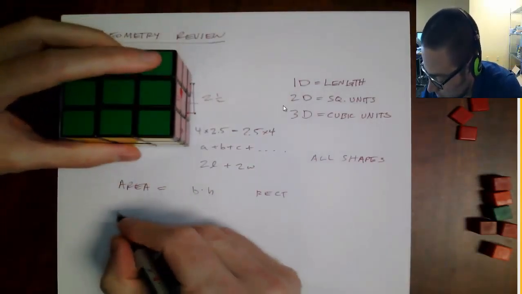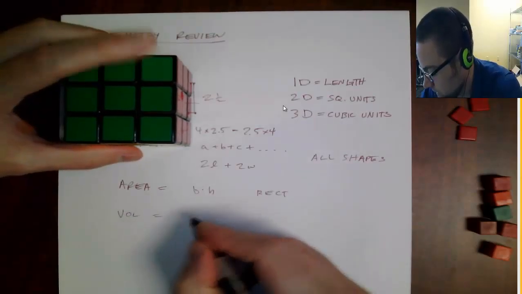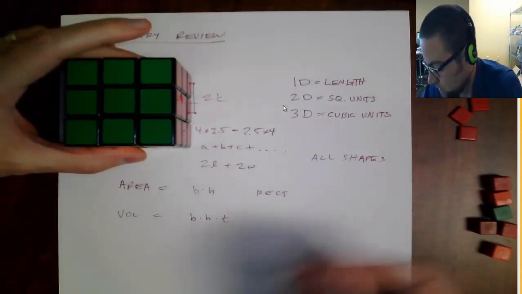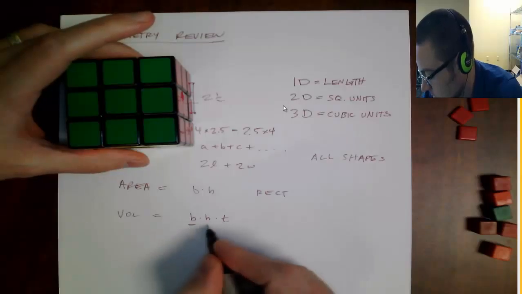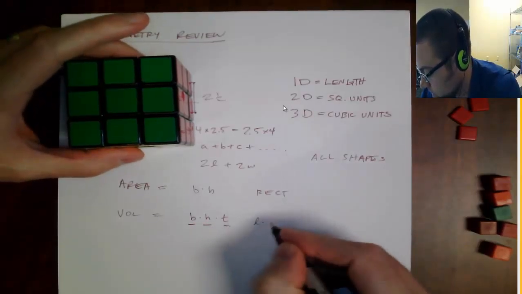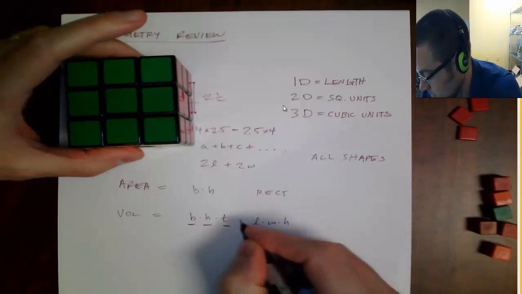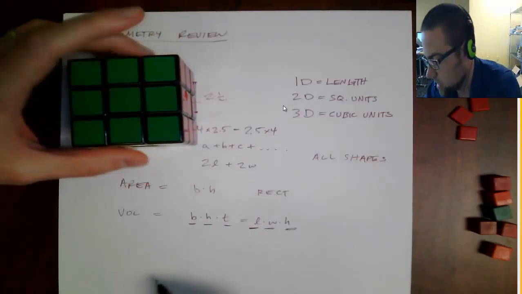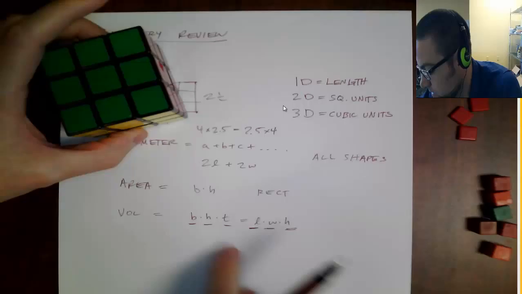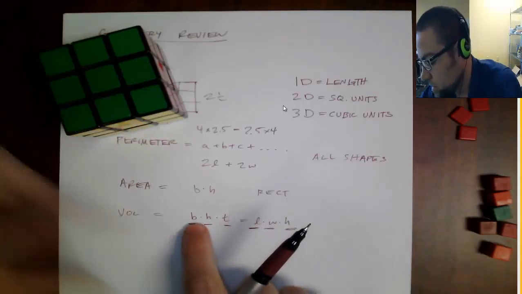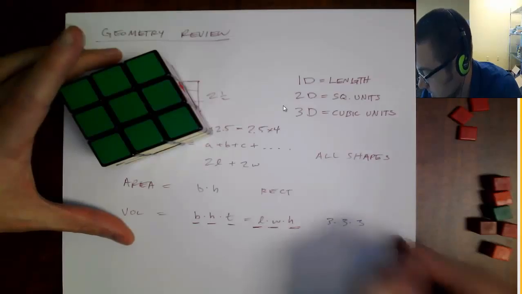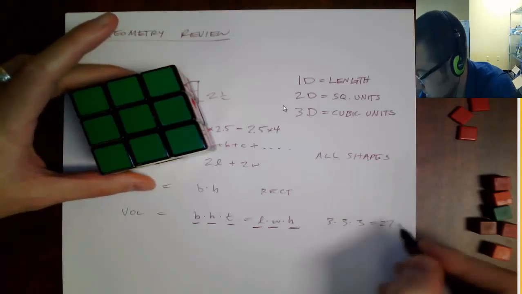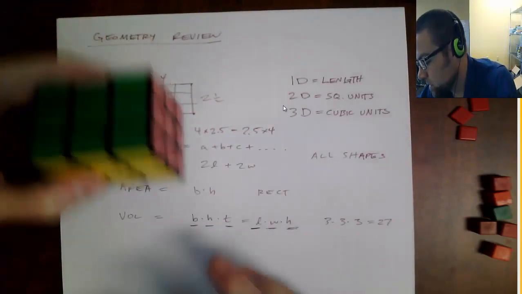So volume I would find just by multiplying the base times the height times the thickness, or whatever variables you want to give it. So these are just numbers, right? Length times width times height. So this is just different names for the same thing, right? I don't want to get you confused about variables. All they are is just numbers. So if it's 3 times 3 times 3, it'd be 3 times 3 is 9, and then 9 times 3 is 27, so there'd be 27 cubic units in this shape.